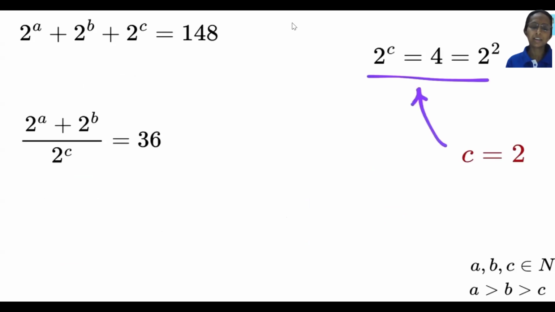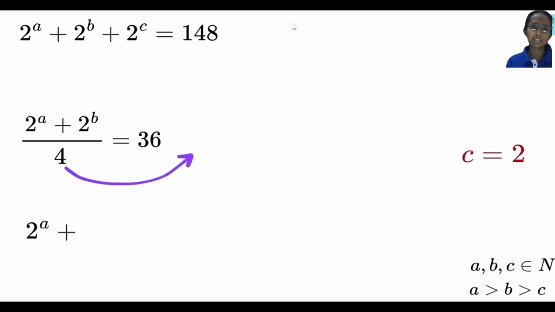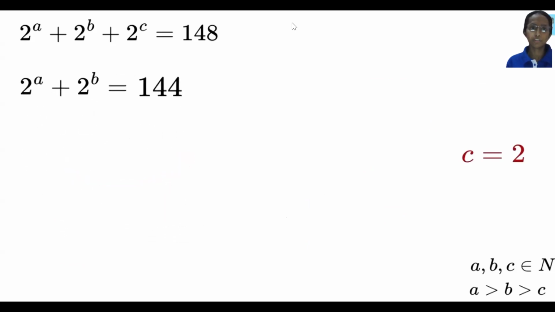Now, 2 to the power c is the same denominator on the left side. We know that c is equal to 2. So, we can take this as 4 and multiply it with the right hand side. So, we are having 2 to the power a plus 2 to the power b is equal to 144.